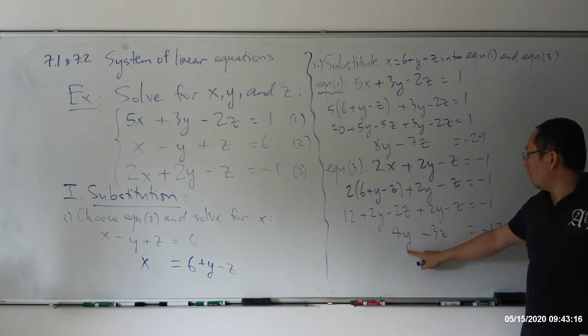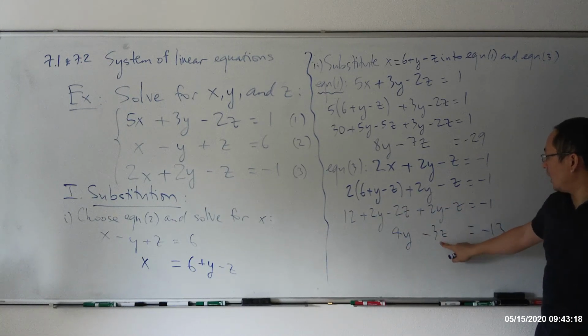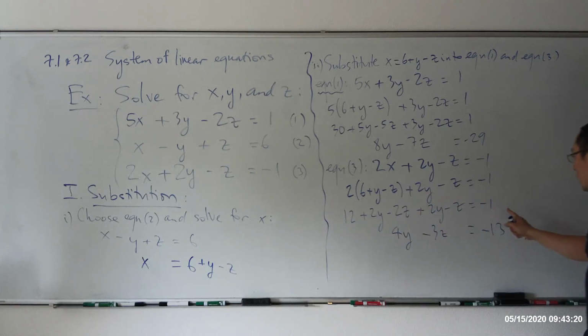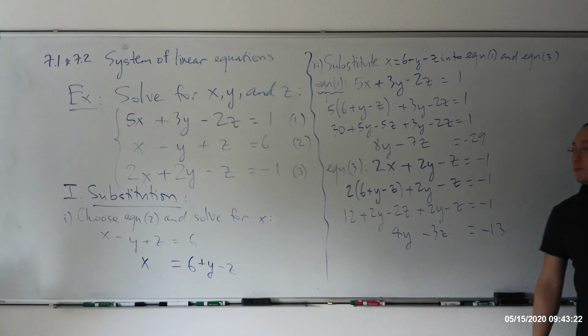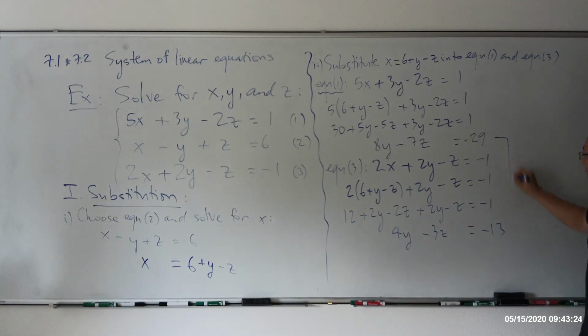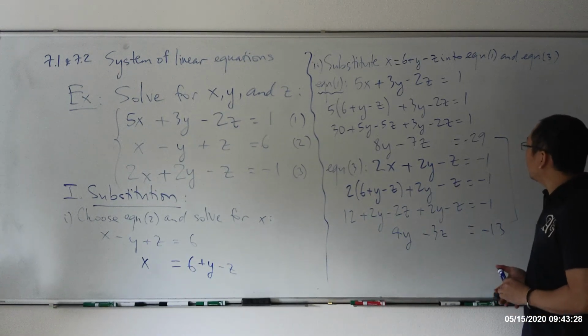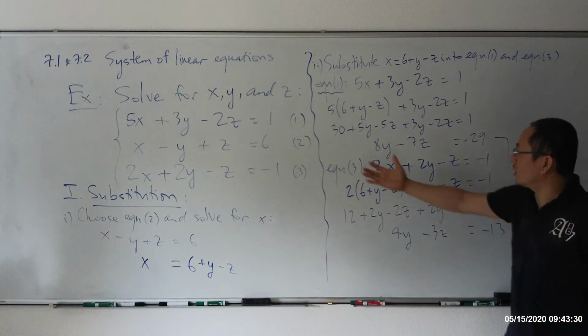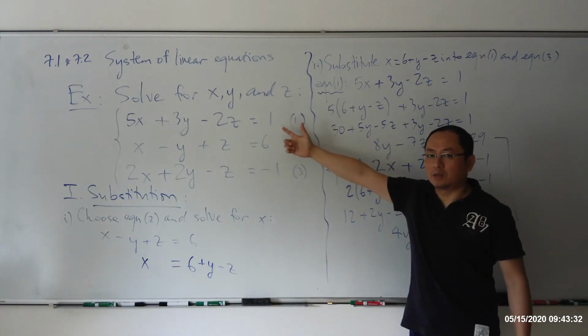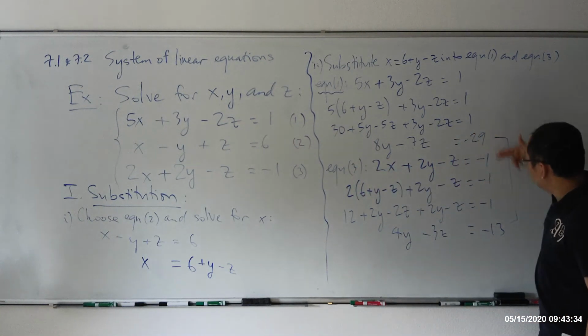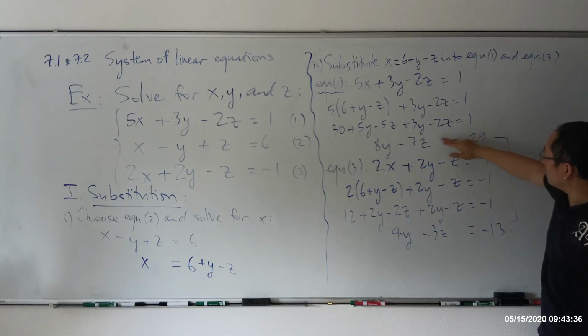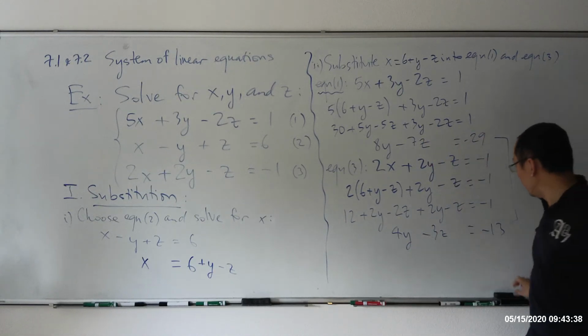2y with 2y is 4y. Negative 2z minus z, negative 3z. Subtract 12 on both sides, negative 1 minus 12, so it's negative 13. You see what we got in here? We're not done yet, by the way, but we are simplifying our problem from a system of 3 linear equations with 3 unknowns. Now it's down to a system of 2 linear equations, just y and z, with 2 unknowns, y and z. All right?